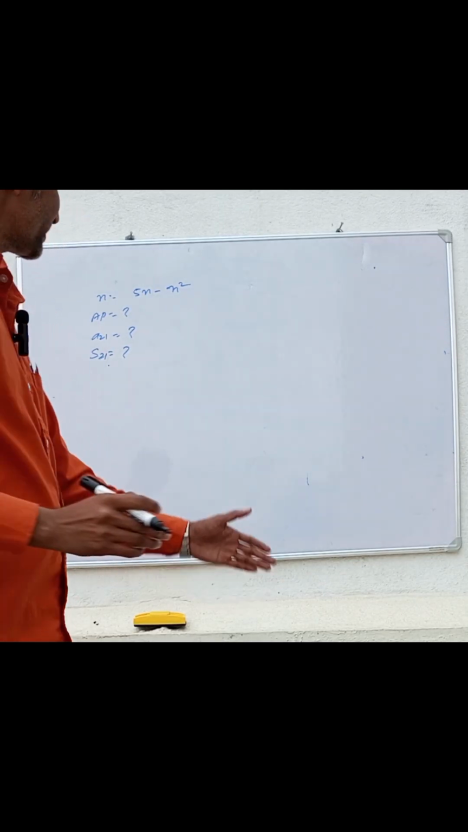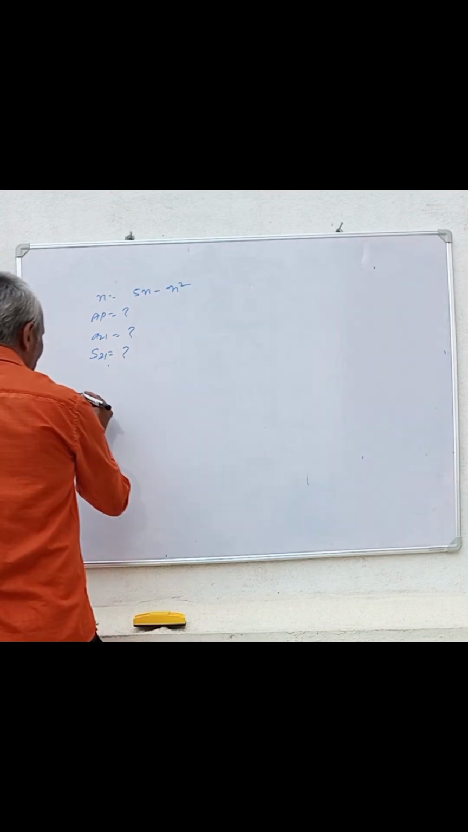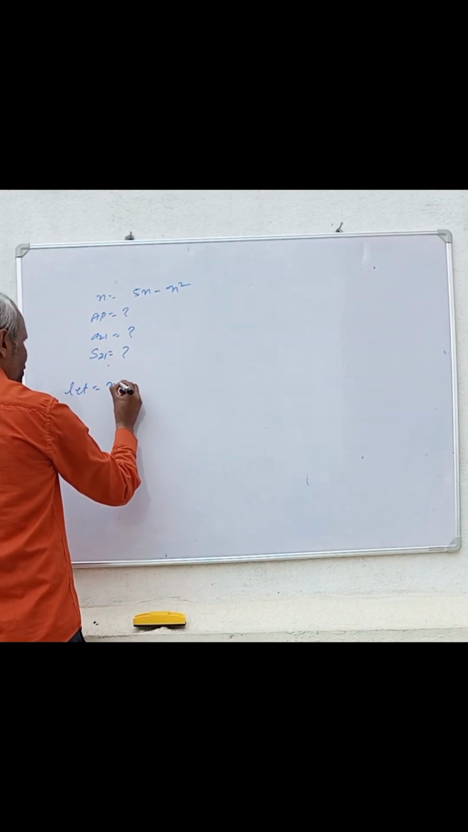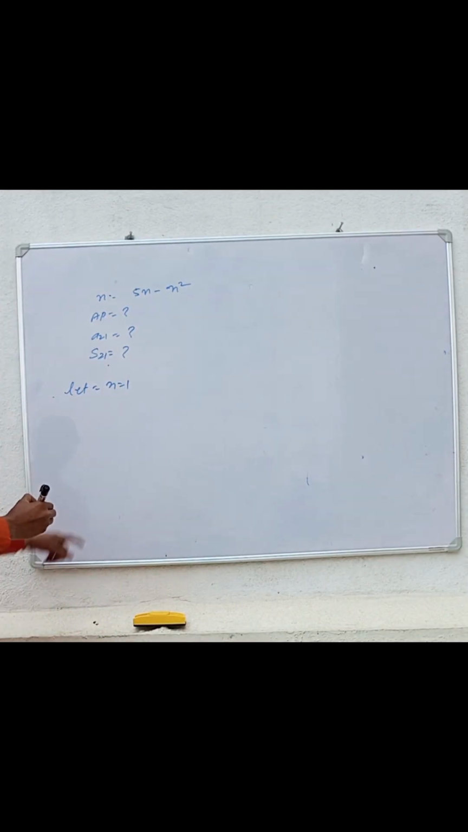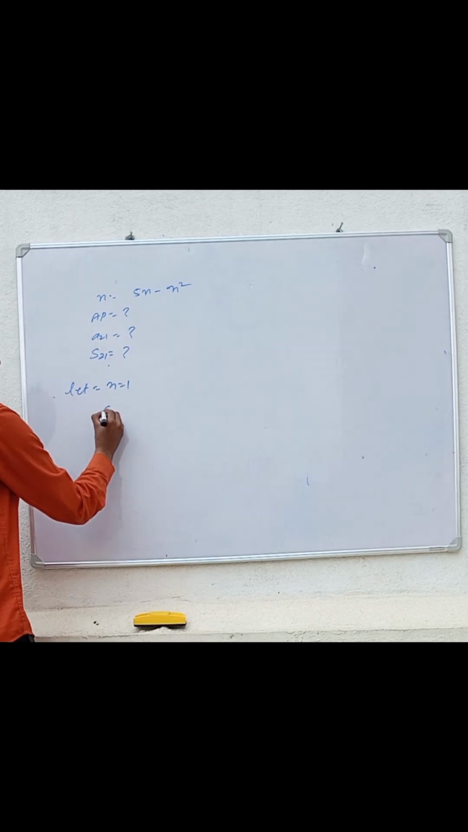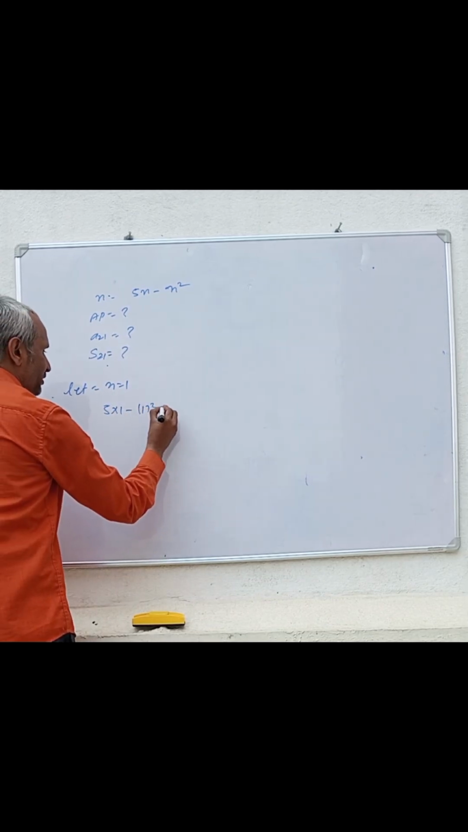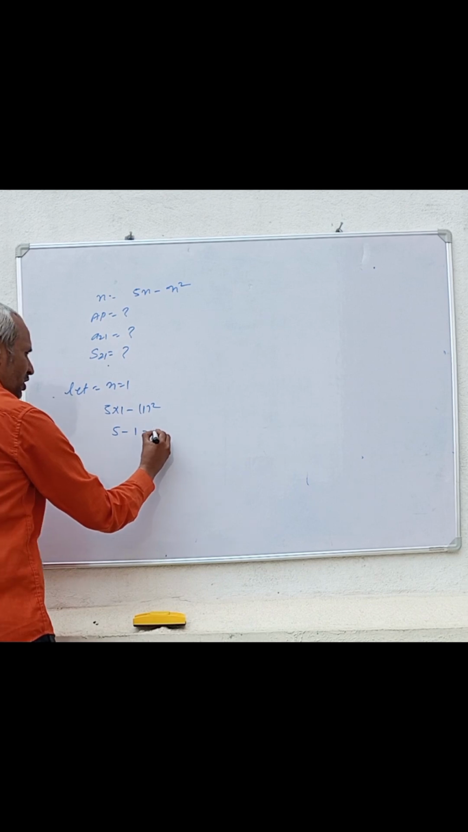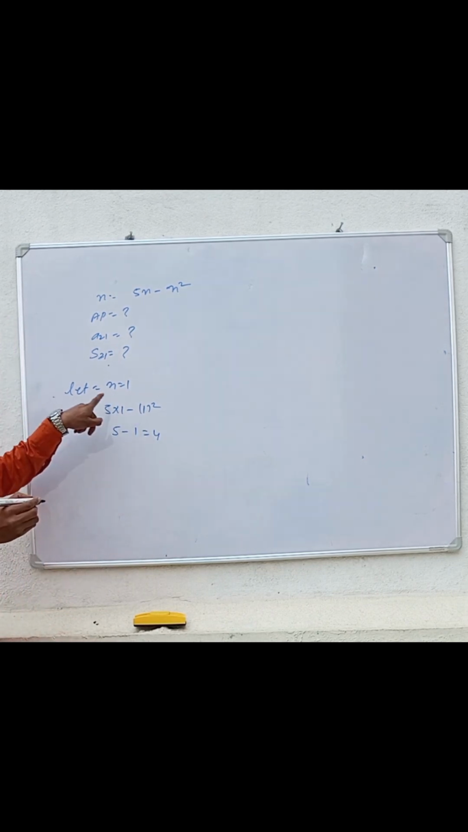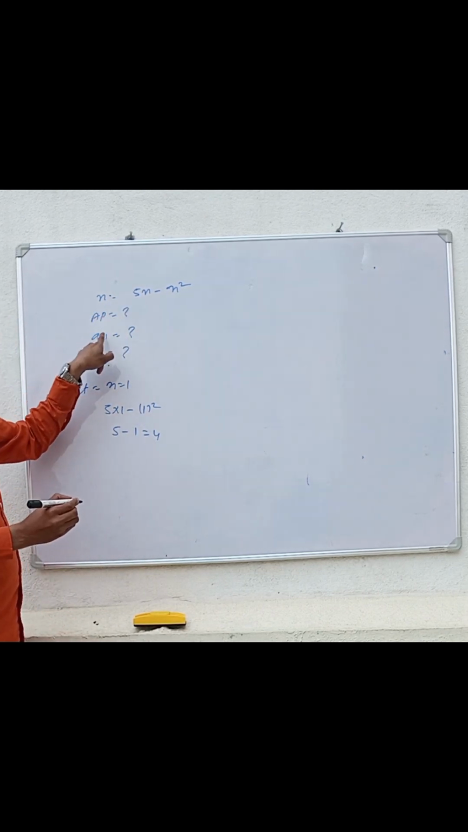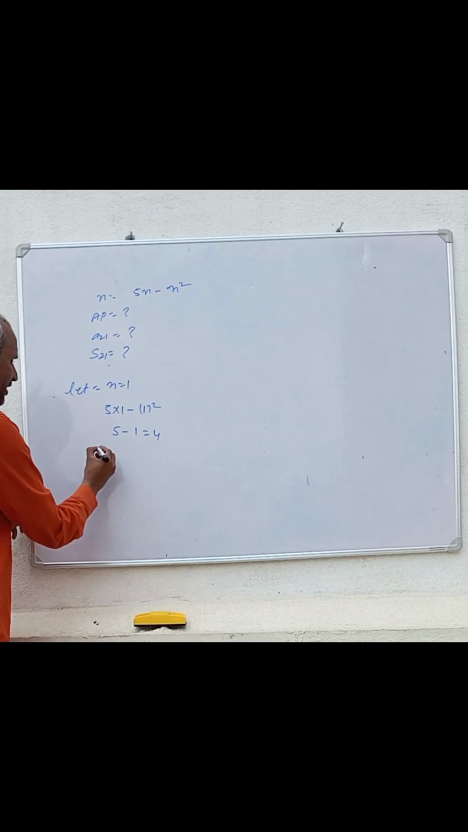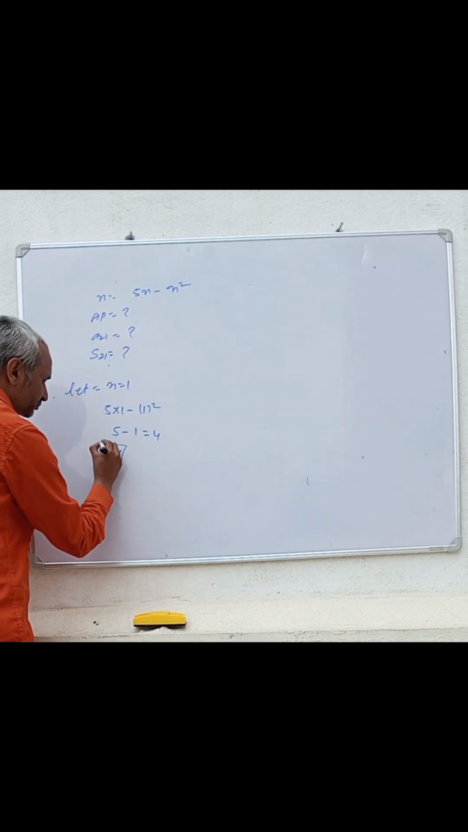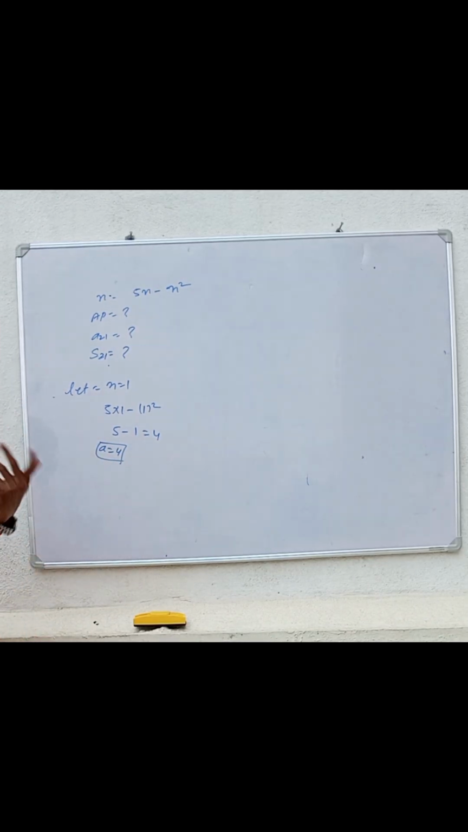So first of all, let us keep the n value. Let n is equal to 1. We keep n as 1, then we substitute into 5n minus n square. 5 minus 1 is equal to 4, which means the first term. n is equal to 1 means only the first term, A is equal to 4, we got. Now we are going to find S2.